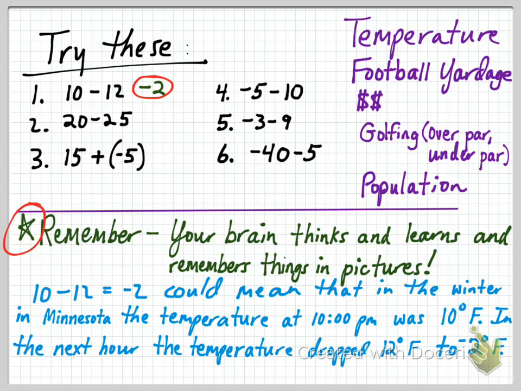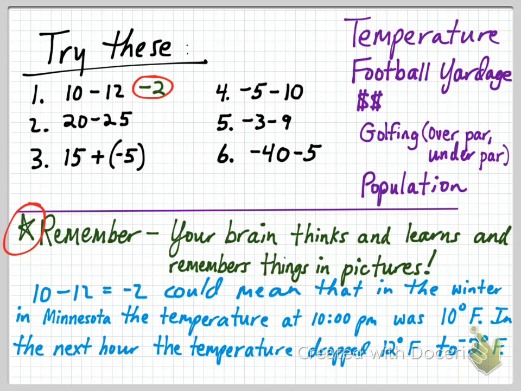So that being said, if you think of football, great. If you think, well, maybe it's the temperature. 10 minus 12 equals -2 could mean that in the winter in Minnesota the temperature at 10 p.m. was 10 degrees Fahrenheit. So you start with 10 degrees. In the next hour the temperature dropped 12 degrees to -2 degrees Fahrenheit.